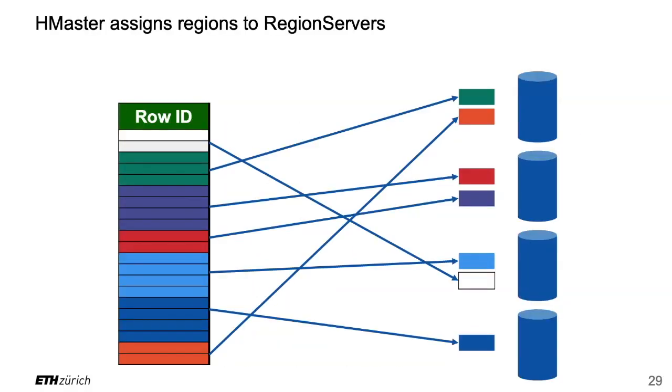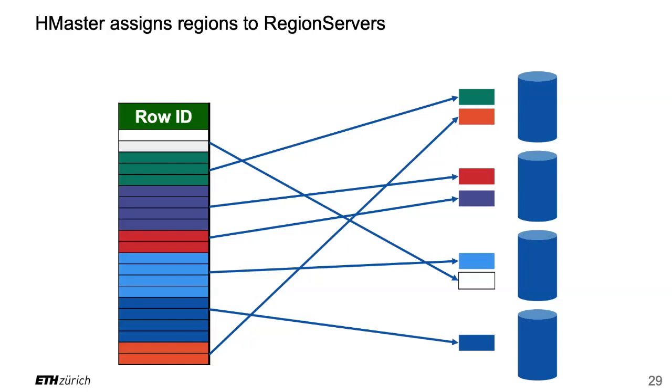Now I have 1, 2, 3, 4, 5, 6, 7 different regions. Maybe there are 4 column families. So then that would be 7 times 4, that's 28 regions, 28 partitions. But I have 7 regions of 4 partitions each, and the 4 partitions of every one of these 7 regions are all handled together by a region server, right? Just repeated the same thing, but I just want to make sure that it's very clear.